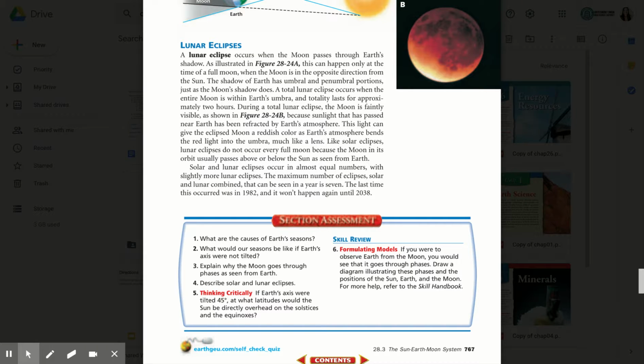Like solar eclipses, lunar eclipses do not occur every full moon because the moon in its orbit usually passes above or below the sun as seen from Earth. Solar and lunar eclipses occur in almost equal numbers, with slightly more lunar eclipses. The maximum number of eclipses, solar and lunar combined, that can be seen in a year is 7. The last time this occurred was in 1982, and it won't happen again until 2038.